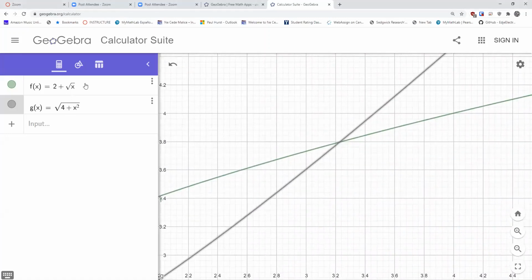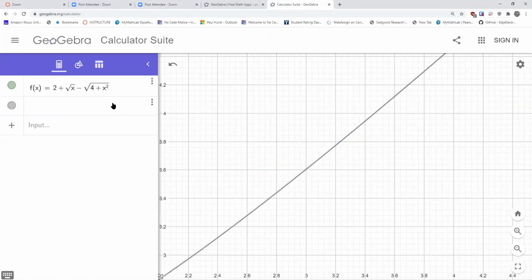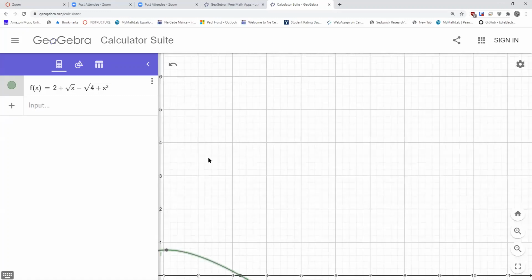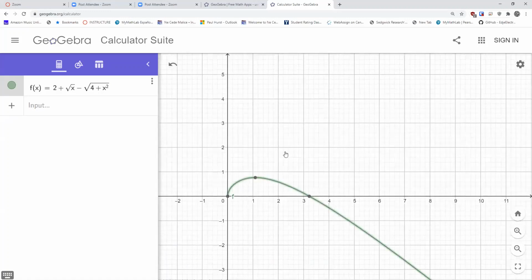Okay, so instead of these 2 separate ones, I'm going to just do one of them, and I'm going to subtract the other one. So sqrt parentheses 4 plus x squared. Okay, and then I'm just going to completely delete this one. Okay, delete. So then I'm going to zoom out. So that's the difference between the 2.